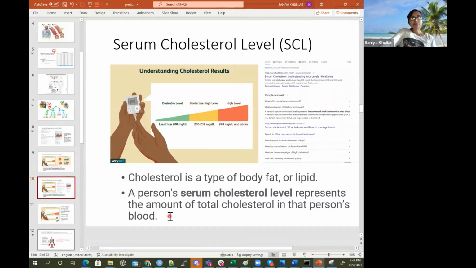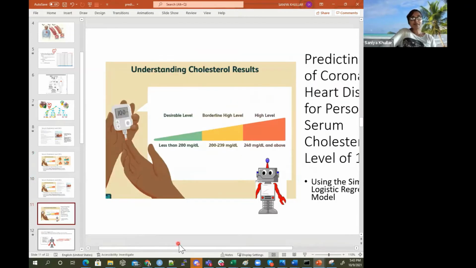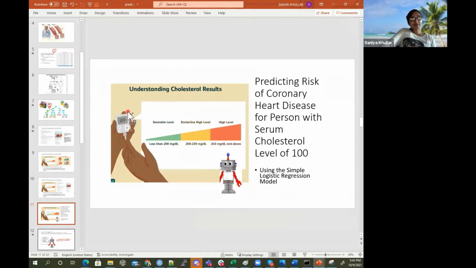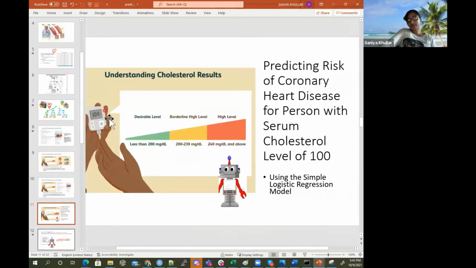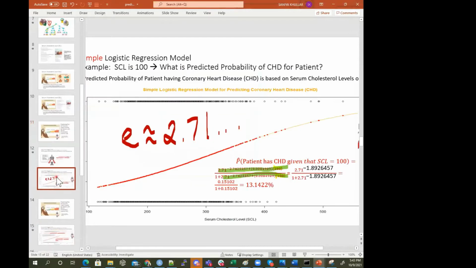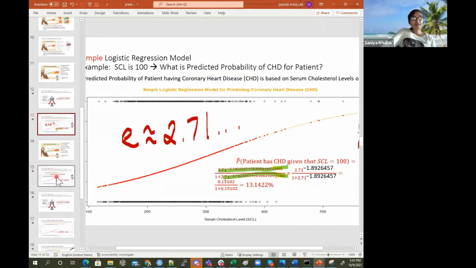So people are trying to figure this out. How do we make these predictions? What if somebody comes back with 100 as their blood serum cholesterol level? What is their risk of having that? It's pretty low. Yeah, that is true.